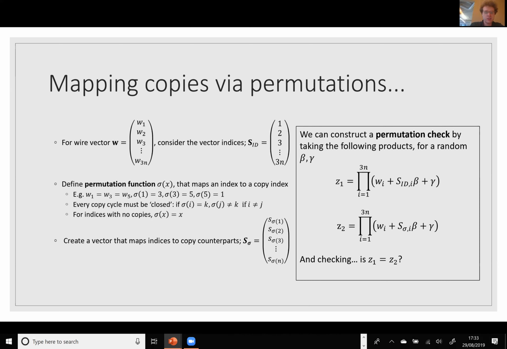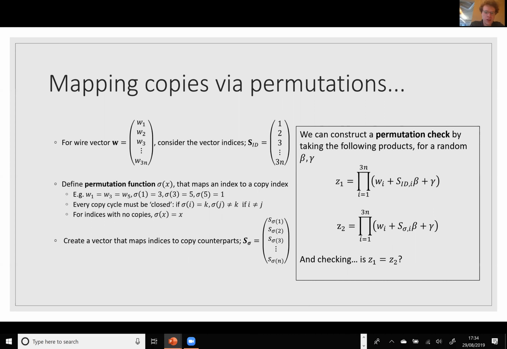And so, for further clarification, every copy cycle needs to be closed to define a copy relationship. So basically, it's got to loop back in on itself. For a set of wires that are supposed to be the same, the copy permutations have to iterate through one another such that each sigma, the permutation function on each index, will map to a different index. To give an example, you can see at the very end in our toy example, sigma 5 maps back to 1. So it closes that loop.